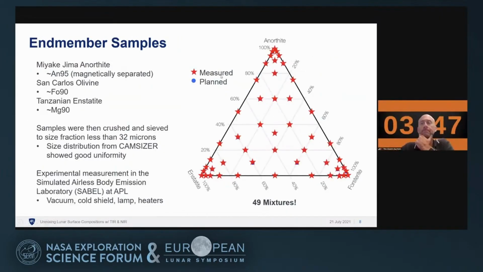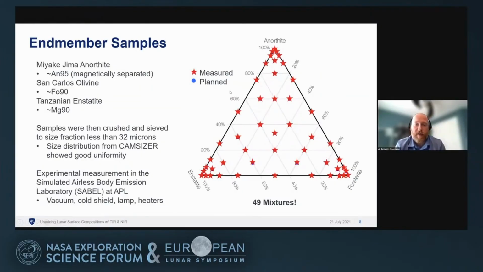Got it. So flipping over to the other side, the lab measurements. This is what Chris just mentioned. We have 49 mixtures that we created across this ternary to do the laboratory measurements on. We used Miyake-jima anorthite, which is the most lunar-like anorthite. And then we used a forsterite and Tanzanian enstatite. And we are focused just on the finest size fraction for this work. And all the measurements were made in our simulated lunar environment chamber at APL.